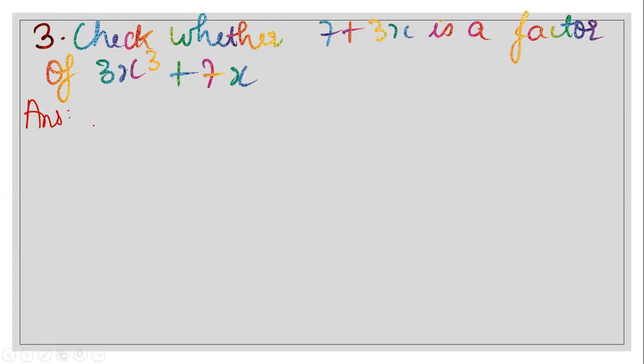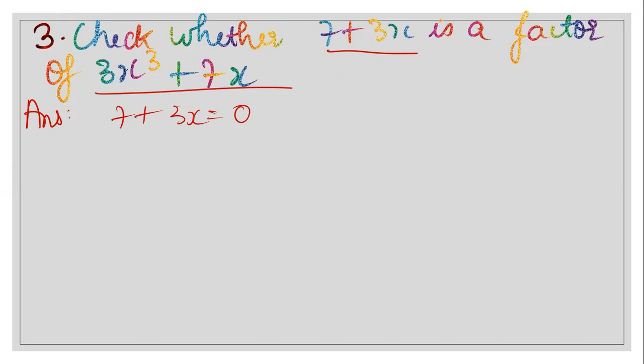Check whether 7 plus 3x is a factor of 3x cube plus 7x. So this is simple. This is basically our divisor. So equate it to 0: 7 plus 3x is equal to 0. And listen up, look here. This third and second question, right?